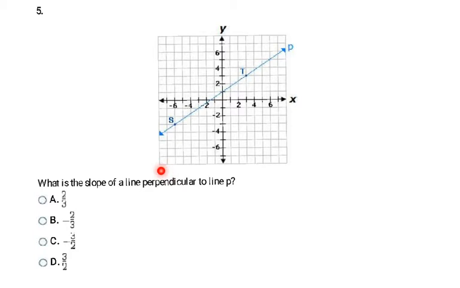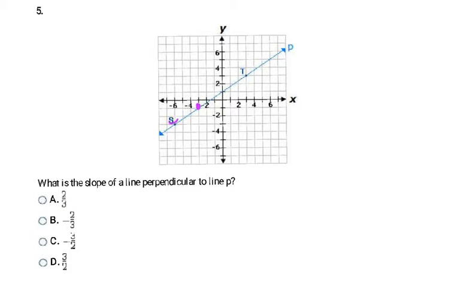This one is similar, but it wants to know what is the slope of a line perpendicular to line P. Well, perpendicular slopes are different signs and the fractions are flipped. So I'm going to go ahead and find the slope of this line P first. You can find the slope between S and T if you want to, but I see that those are pretty far apart. So I'm going to pick S and this purple point just because then it's going to be smaller numbers and I won't have to reduce.